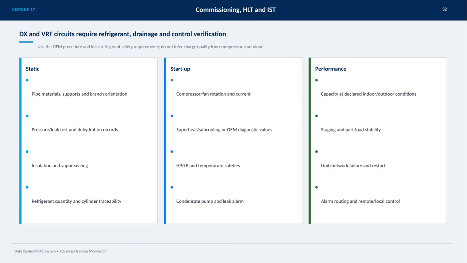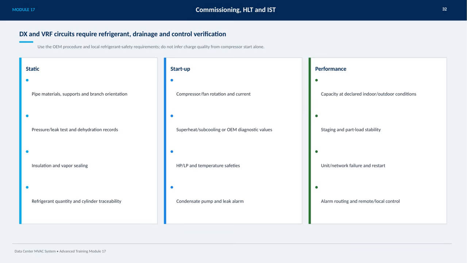Assess superheat and subcooling values against OEM diagnostics, and verify that high and low pressure safeties and temperature safeguards are functioning correctly. The operation of the condensate pump and leak alarm should also be confirmed to prevent water damage.